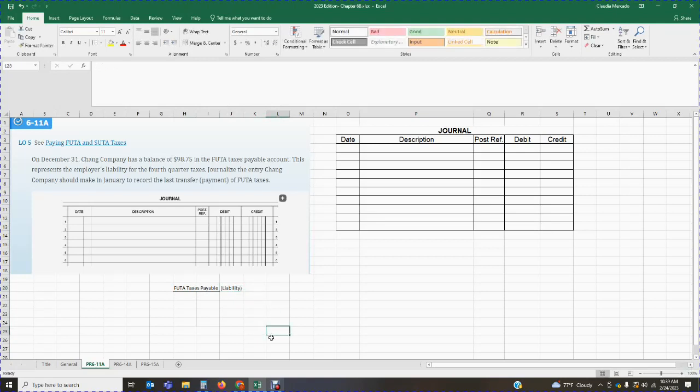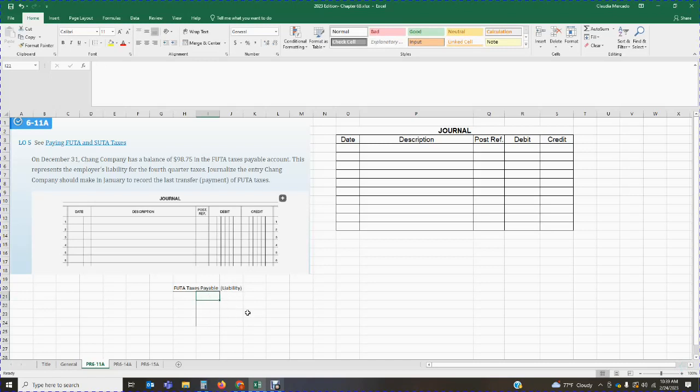This money does not belong to Shank Company. This is money that belongs to someone else. We're going to pay it to someone else. The normal balance of my liability account is a credit. Payables always have a credit balance. So currently I have $98.75 sitting as a credit.